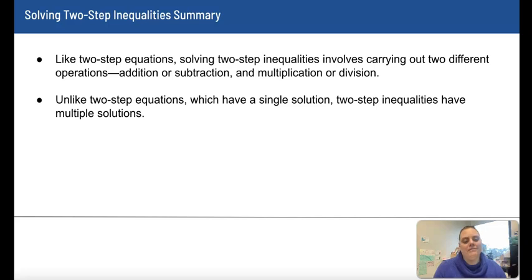Your summary: solving two-step inequalities is just like solving two-step equations. You carry out two different operations, usually addition or subtraction, and then multiplication or division. However, unlike equations, which have a single solution, our inequalities will have multiple solutions. Like I said with Hamish, he could buy 3 pens, he could buy 2 pens, he could buy 1 pen. There are multiple different numbers.